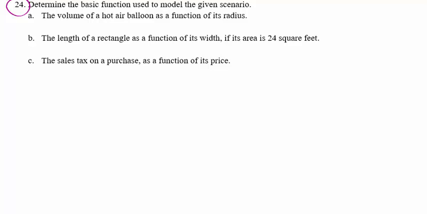Okay, number 24 says determine the basic function used to model the given scenario. The volume of a hot air balloon is a function of its radius. Volume is in cubic units. As long as it depends on one length, like in this case just a radius, that radius is going to be cubed. It's kind of like a cube.